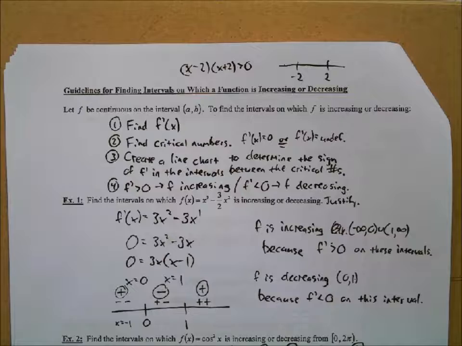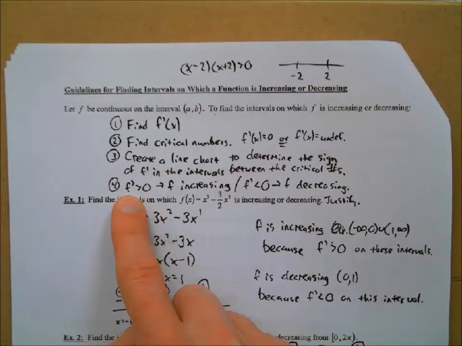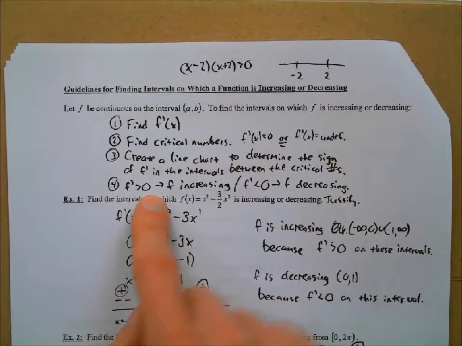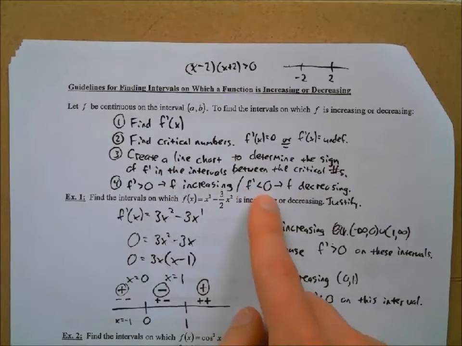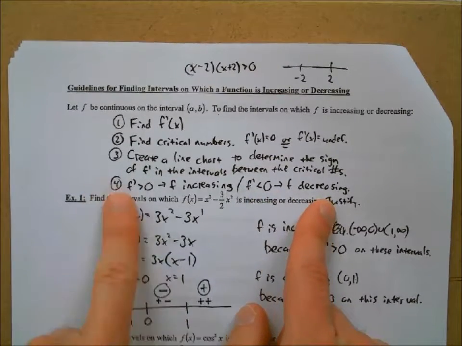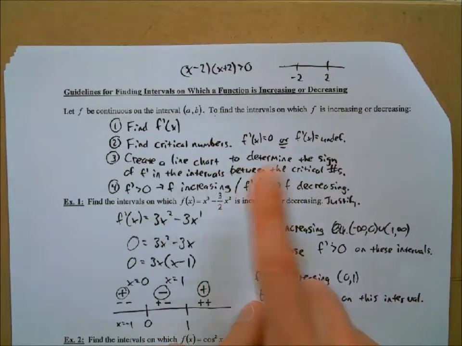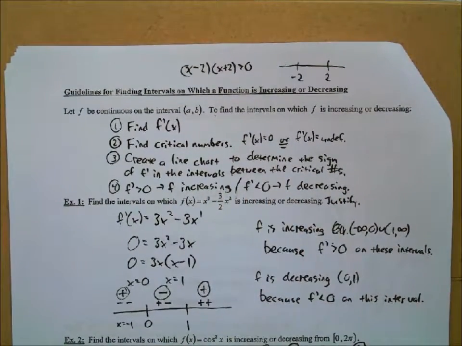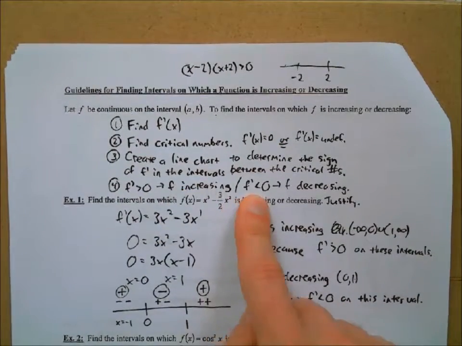And then finally, number 4, where you find that f prime is greater than 0, you say that f is increasing. Where you find the intervals where f prime is less than 0, you say that f is decreasing. So again, positive derivative, your original function is increasing. Negative derivative, your original function is decreasing. Positive first derivative, f is increasing. Negative first derivative, f is decreasing on those intervals.